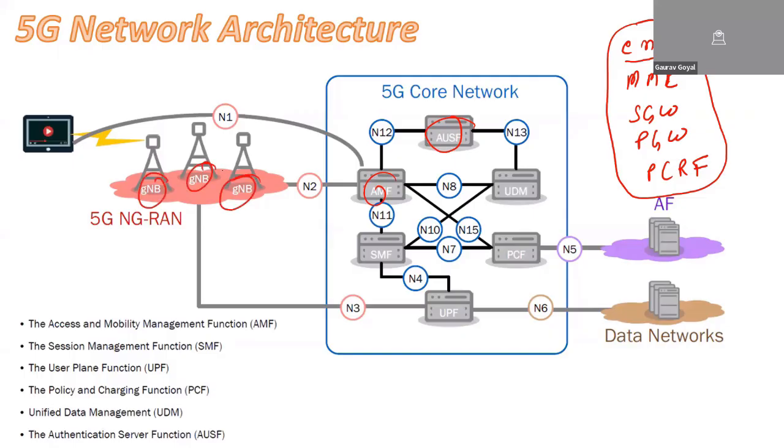The main function of G node B is radio resource management. Under resource management come many functions like radio bearer control, radio admission control, connection mobility control, etc. Also it does dynamic allocation of resources to UE in both uplink and downlink, or you can say scheduling. So in 5G, E node B is replaced by G node B and functions are very similar.